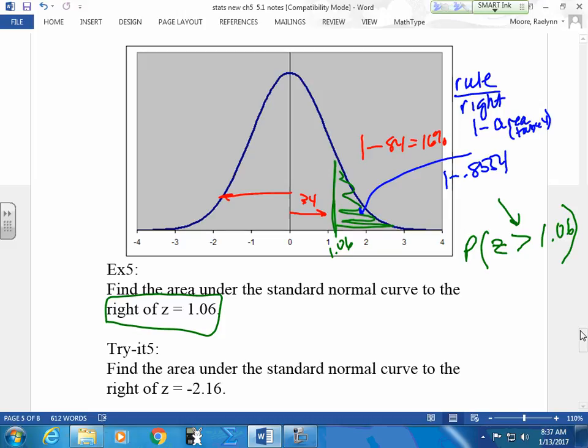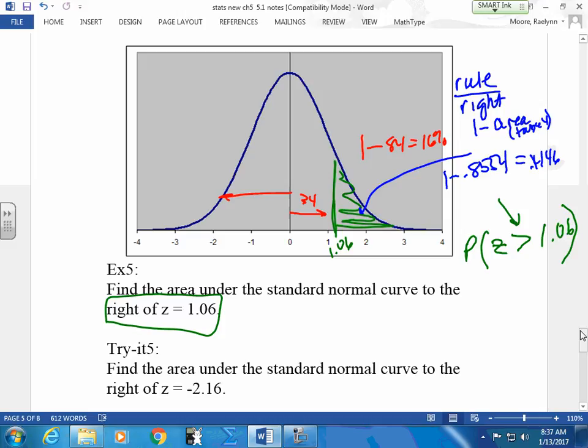Next week we'll figure out how to do it in your calculator, but we can also use the concept of symmetry. I want you to think a minute. How can I use the concept of symmetry to find that value, 0.1446? Think hard. I want to automatically find that number, 0.1446. How am I going to do that? Use the concept of symmetry.